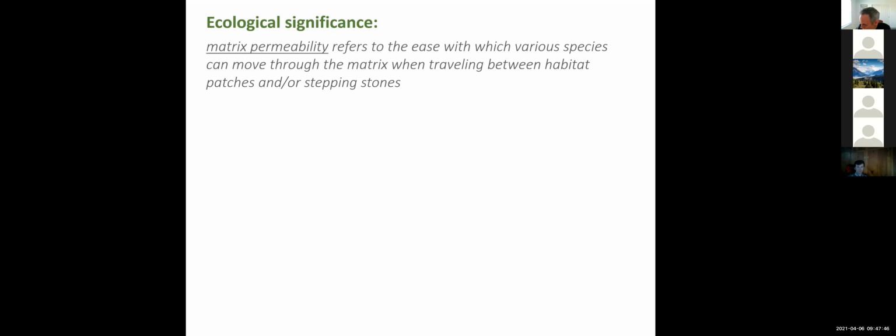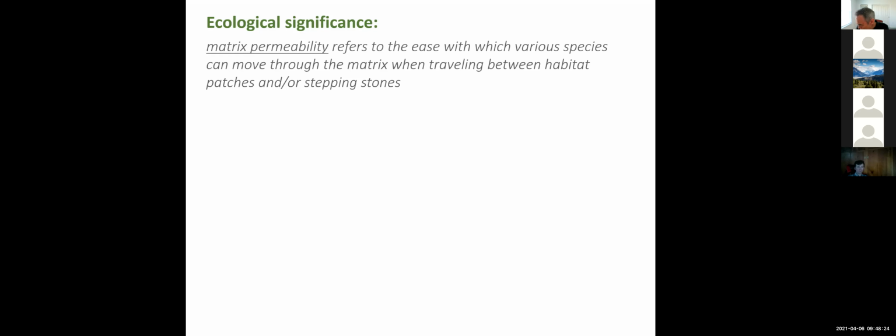The term matrix permeability has since emerged in landscape ecology literature to help describe the ease with which various species can move through the matrix when traveling between habitat patches or stepping stones in a corridor, right? So we've already talked about the ease with which species can move through various types of corridors. And now we're talking about when they have to leave those habitat patches or those corridors and move through the open matrix, how easily can they move through that matrix? And that's what matrix permeability is measuring.